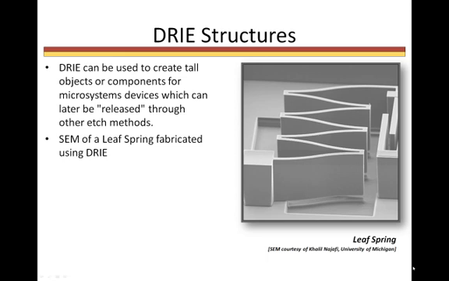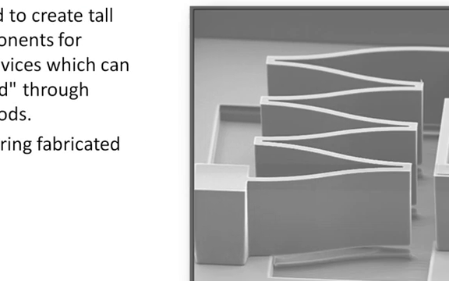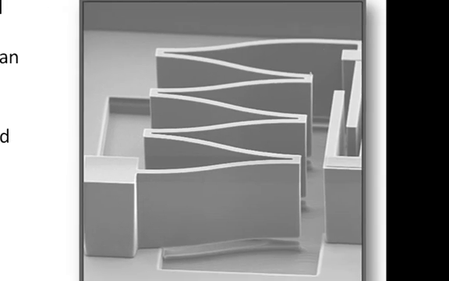In addition to creating cavities, DRIE can be used to create tall, thin objects or components for microsystems devices. These objects can later be released through other etch methods such as wet etching. The SCME shows a leaf spring created by DRIE. Notice how the spring is attached to a block at one end, the front, and to a slider at the opposite end. The entire spring has been released from the substrate, allowing it to expand and contract.